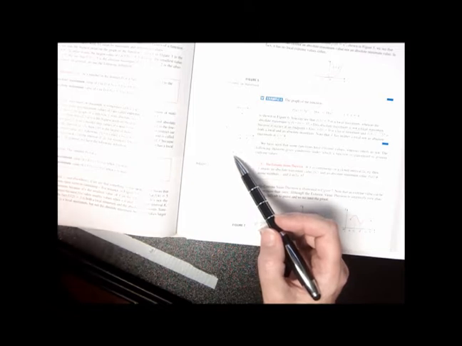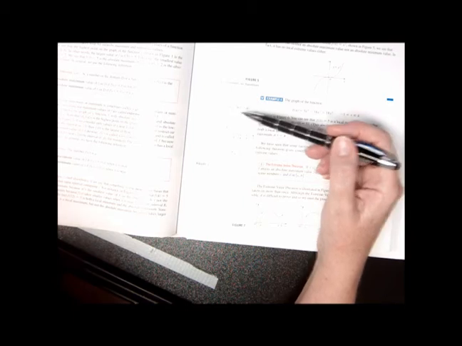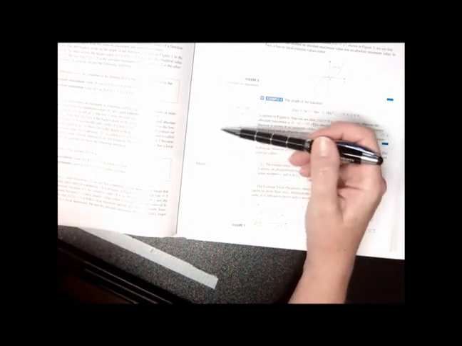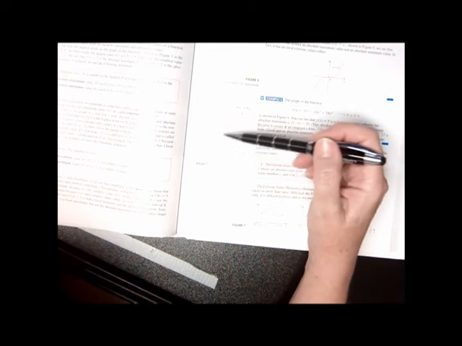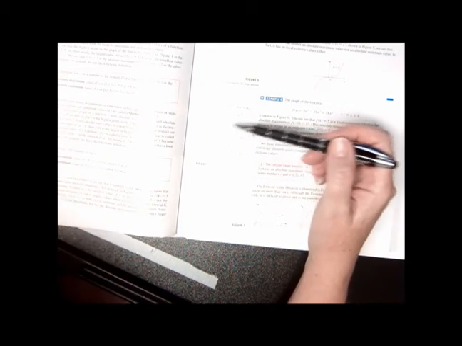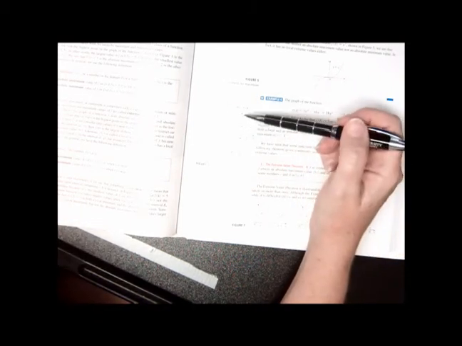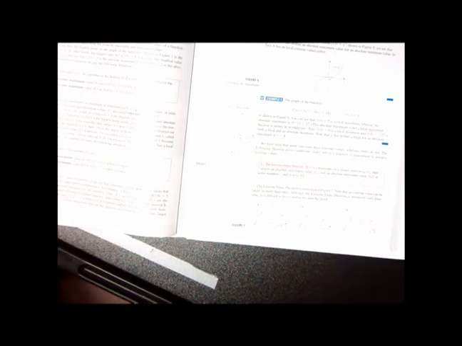However, I don't have an absolute maximum because these are endpoints, and these points are higher than this local max. So you can't say that this is the global max because you have points that are bigger than that. But they end at endpoints, so that is not a global max. So this one does not have a global max.